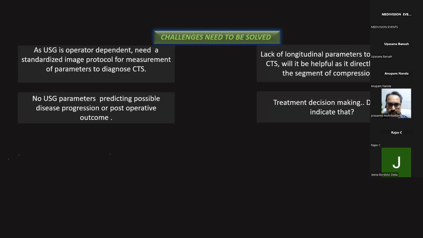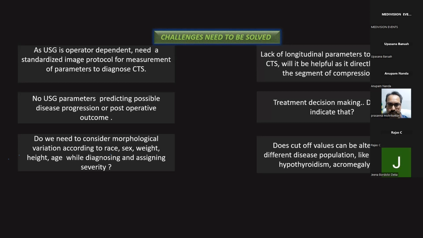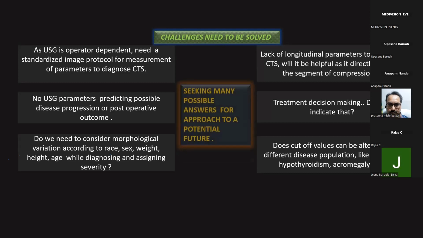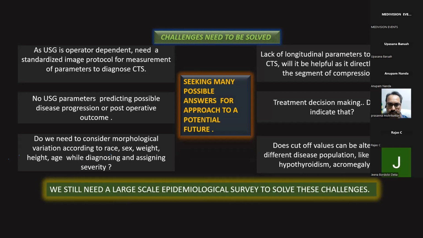Treatment decision making: does ultrasound indicate that? Do we need to consider the morphological variations according to race, sex, weight, height, and age while diagnosing and assessing the severity of carpal tunnel syndrome? Can the cutoff value be altered in different disease populations, like diabetes, hypothyroidism, acromegaly, etc.? So we are still seeking many possible answers for approaching a potential future. We still need a large-scale epidemiological survey to solve these challenges.